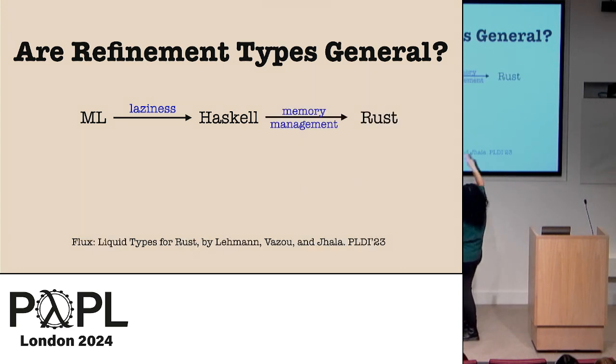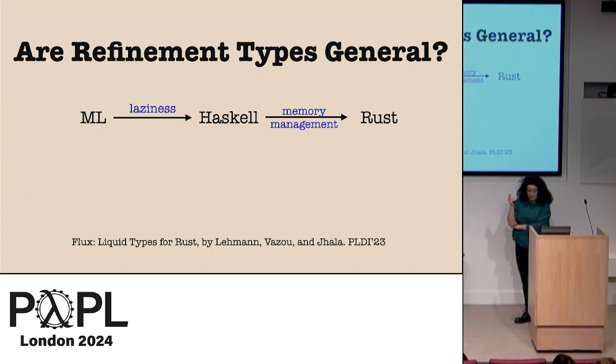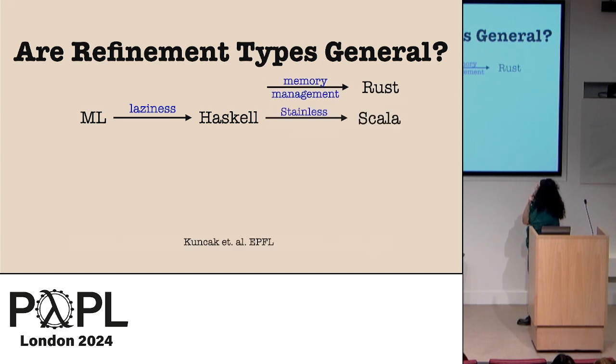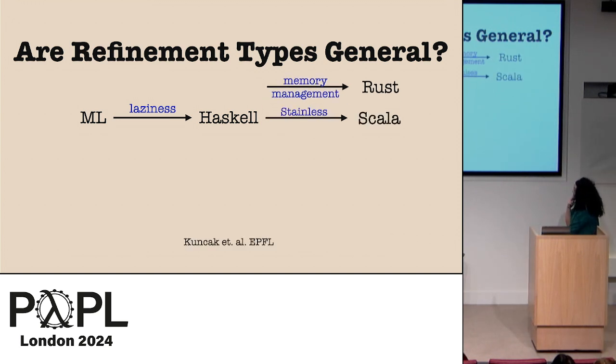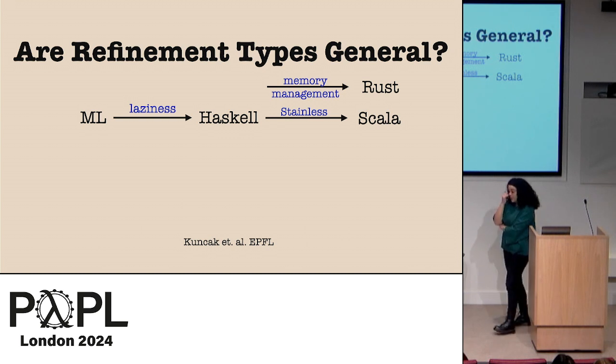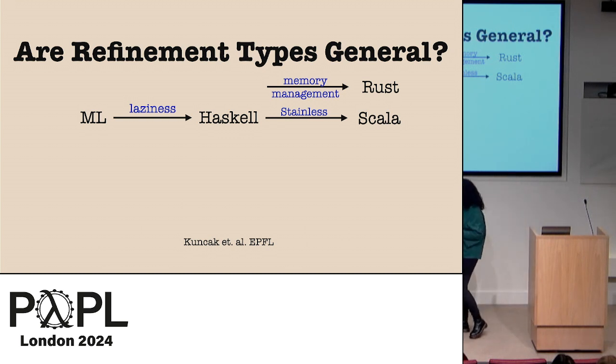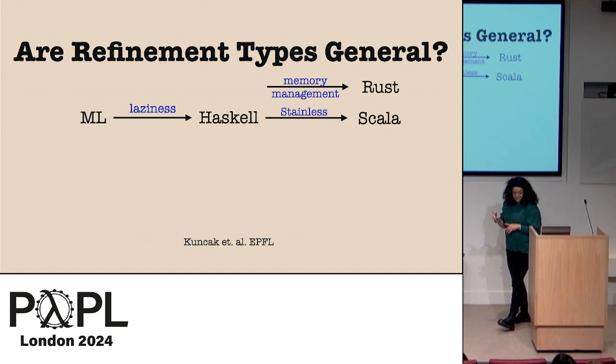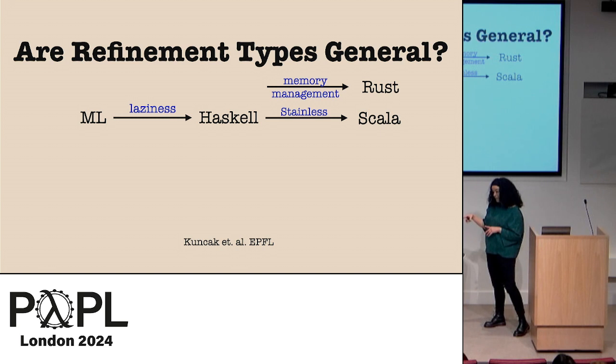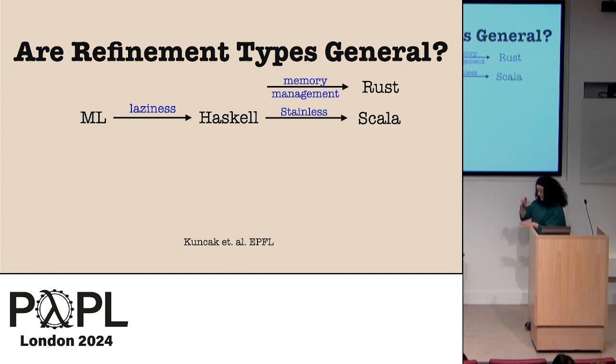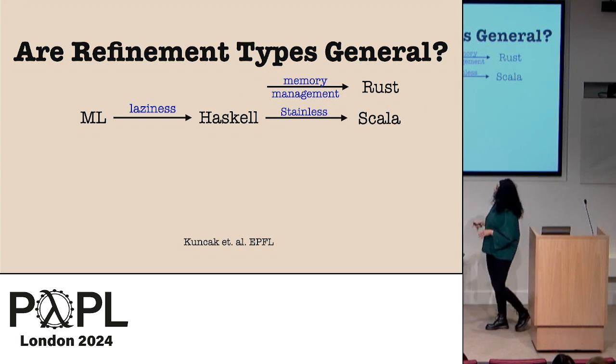And recently we ported them to Rust, and there the problem was, how do you deal with memory management? And this Liquid Rust, Flux, is an active project. And then there is a group at EPFL with Conchat and all that, who have a project that is called Stainless. And if I understood correctly, they actually want to ship refinement types in Scala. So Stainless works, but they want to have a smoother integration with the Scala compiler.